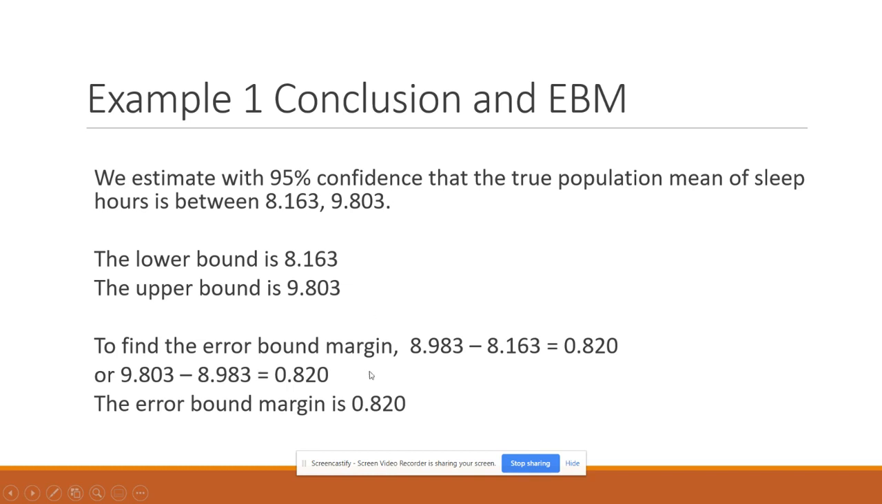Again, lower and upper bound. To find the error bound margin, I'm going to take my sample mean and I'm going to subtract it from my lower bound to get 0.820, or I'm going to take my upper bound and subtract it from my sample mean to get 0.820. The error bound margin is 0.820.